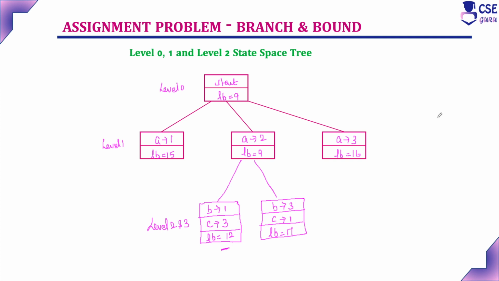Right. So here our solution is, for person A we will assign job number 2. For person B we will assign job number 1. And for person C we will assign job number 3. And the lower bound we will get is 12. Okay. So the cost for completing all the jobs is 12. So this is the least one. Okay. And we got the solution.